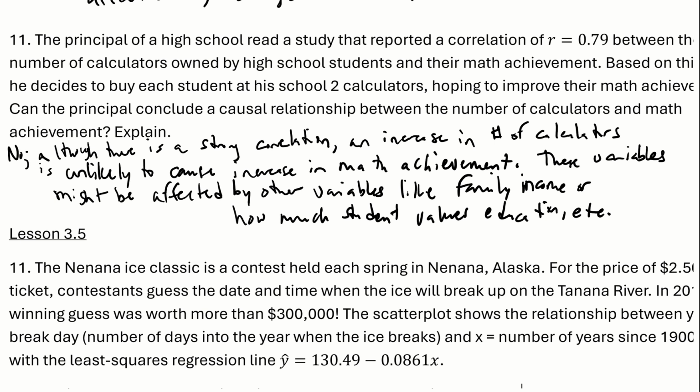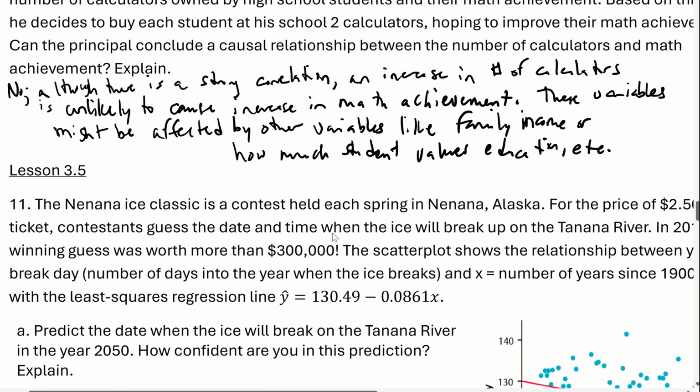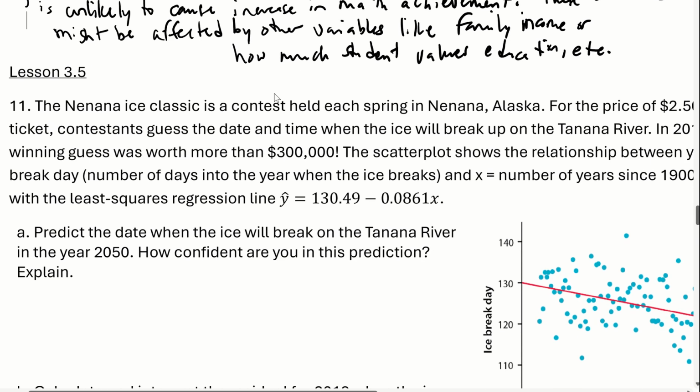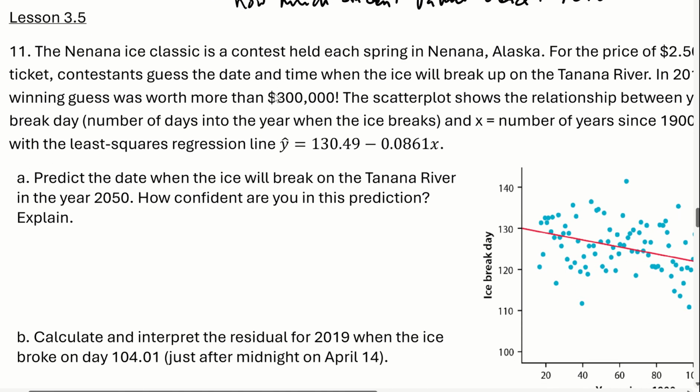And then although there's a strong correlation, it's not likely to cause an increase. All right, so the answer to this question is always going to be no when you see questions like this. And then it's just a matter of explaining a little bit, okay? All right, so lesson 3.5.